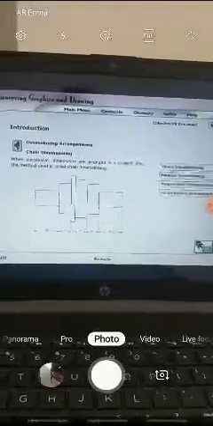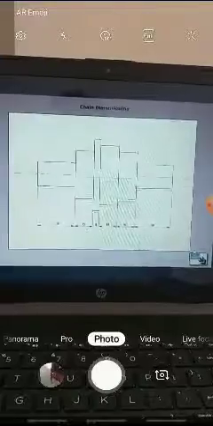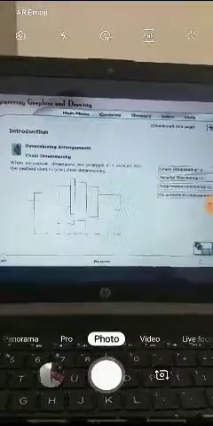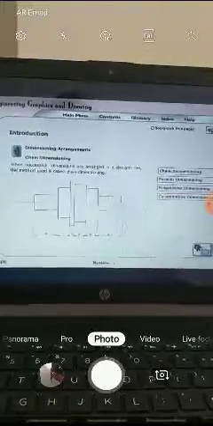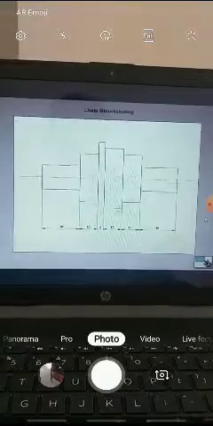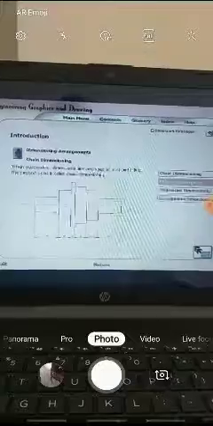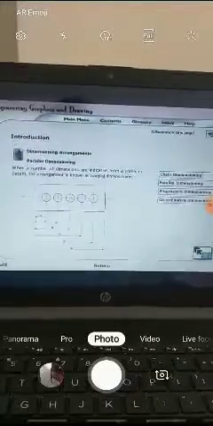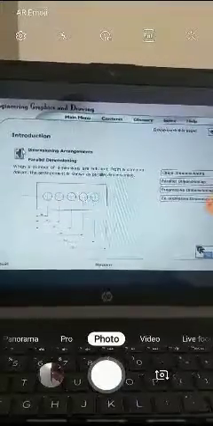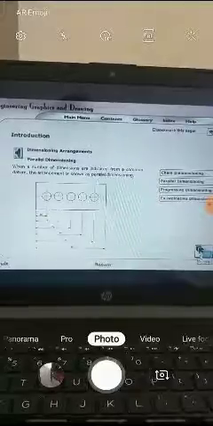Dimensioning arrangements. Chain dimensioning. When successive dimensions are arranged in a straight line, the method used is called chain dimensioning. Parallel dimensioning. When a number of dimensions are indicated from a common datum, the arrangement is known as parallel dimensioning.